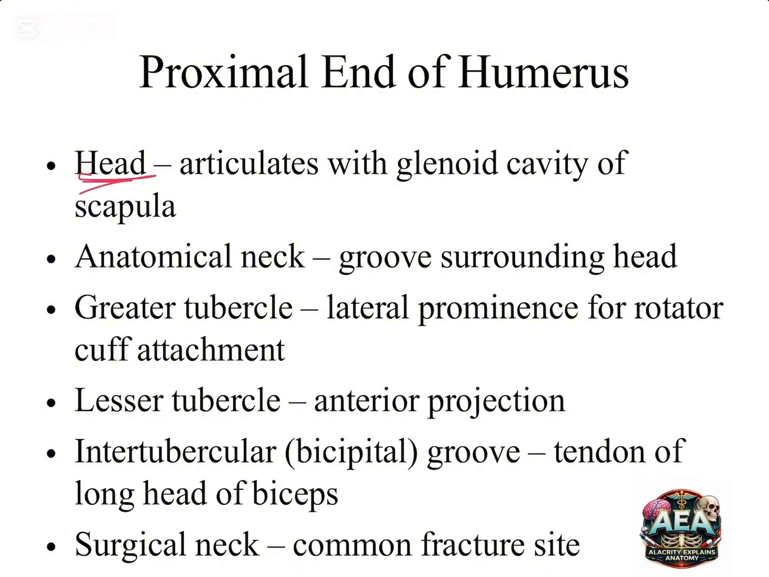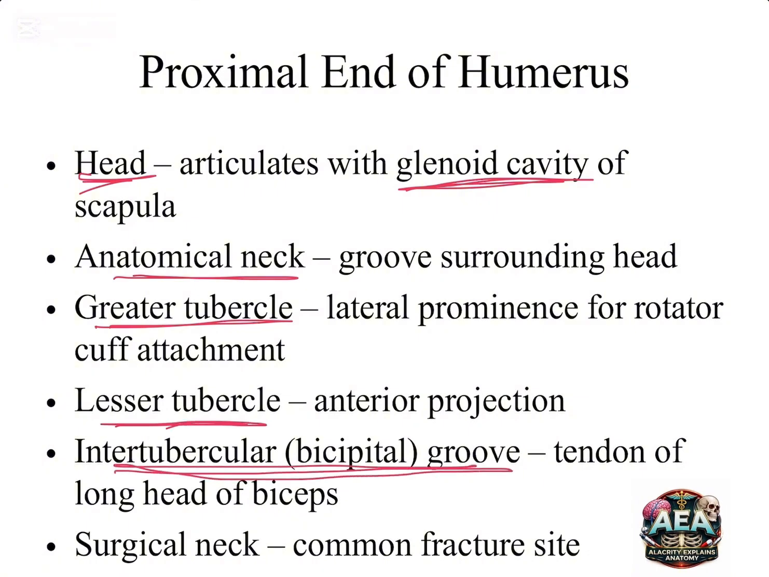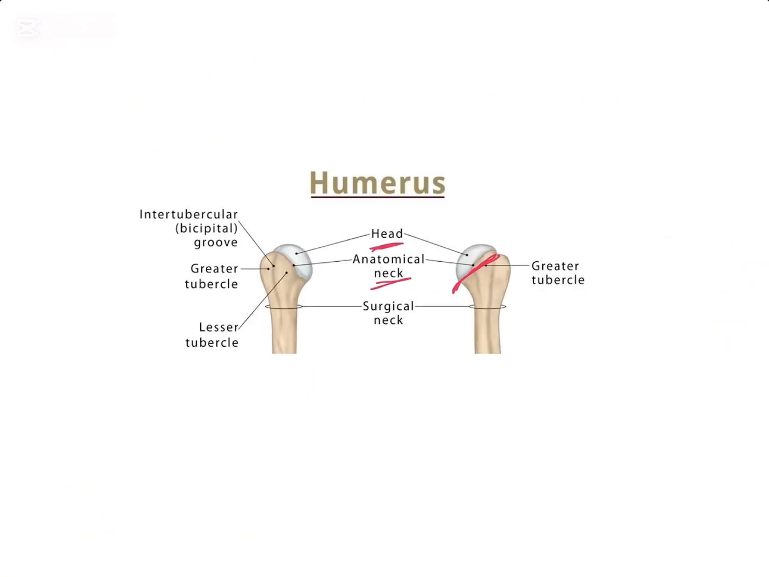The humerus has a head which articulates with the glenoid cavity of the scapula. We talked about that in the video on the osteology of the scapula. It has an anatomical neck, which is a groove surrounding the head. It has a greater tubercle and a lesser tubercle. We have the intertubercular groove, which allows for the passage of the tendon of the long head of biceps brachii. We have the surgical neck, which is the site for common fracture of the humerus.